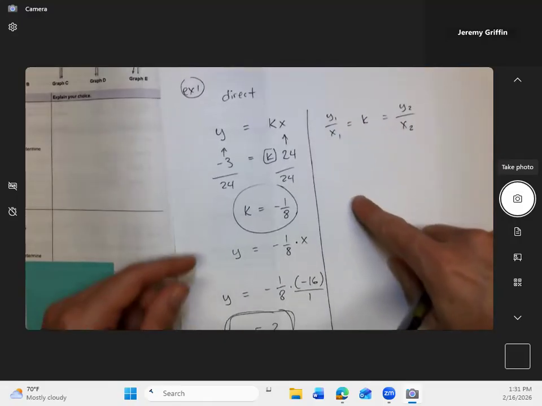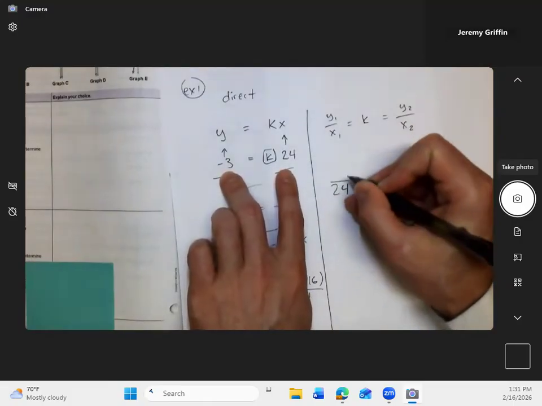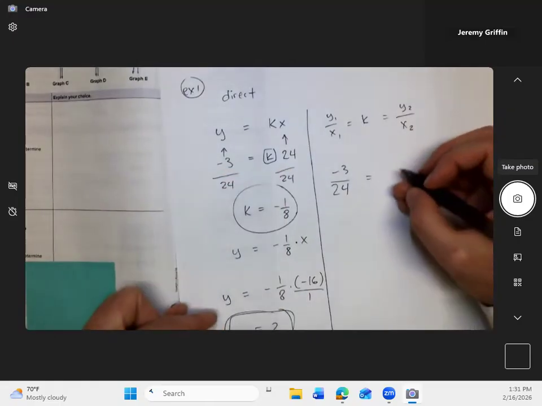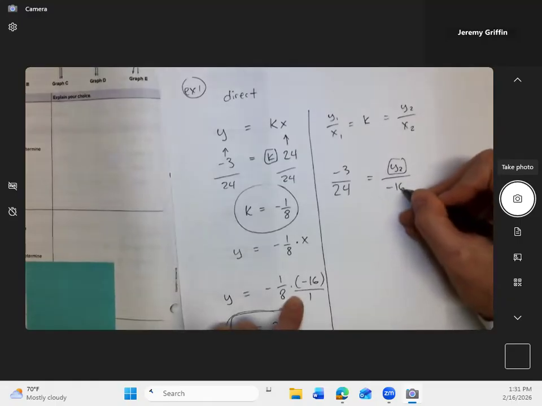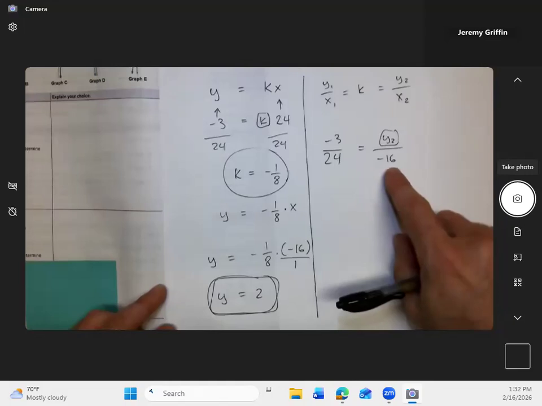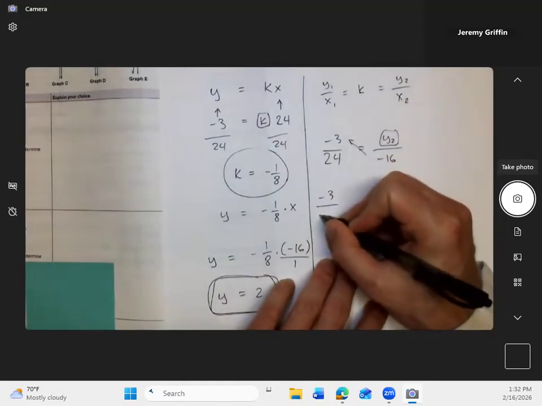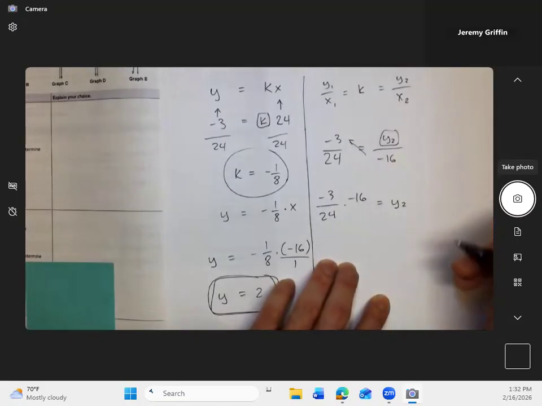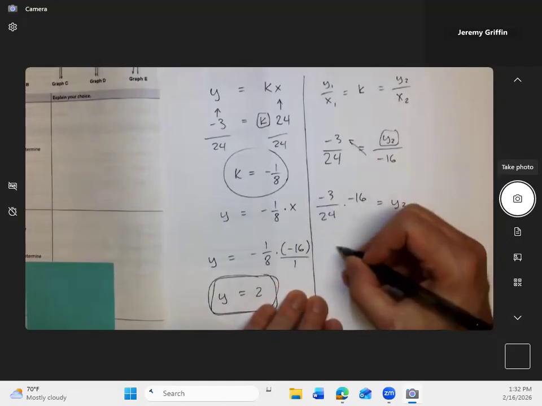To run the same numbers, when x was 24, y was -3. That's equal to k, and then we're solving for y2 when x is -16. I'll show you guys, it gets the same answer. It's just a little bit different way to go about it. I can cross multiply the -16 and have -3 over 24 times -16, and that should be the answer. But what does this reduce to? Well, -3 times -16, that's +48.